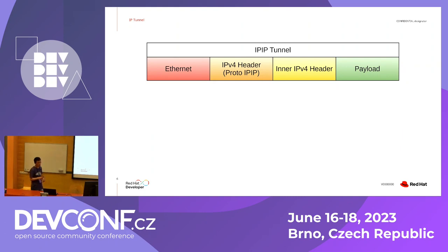The overhead is very simple. So it can only transmit unicast packets. Okay, this is a very old protocol. It was developed in the 1990s.